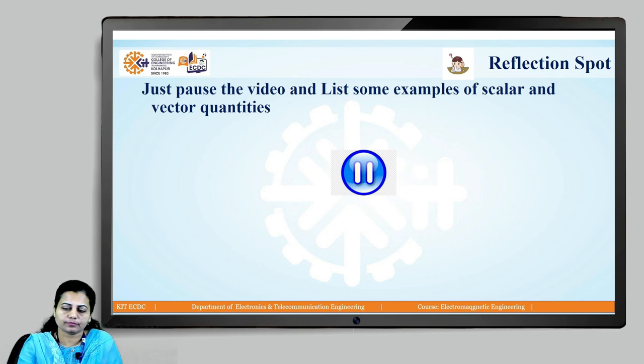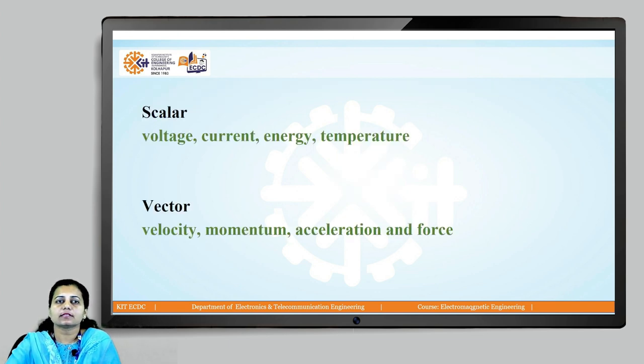I hope you all have come up with your answers. These are my answers. These are some scalar quantities: voltage, current, energy, temperature. Which are the vector quantities? Velocity, momentum, acceleration, force, electric field intensity. These are some of the vector quantities.